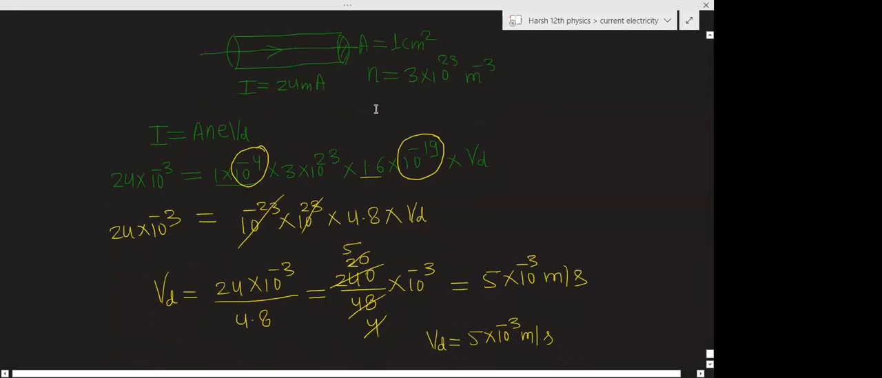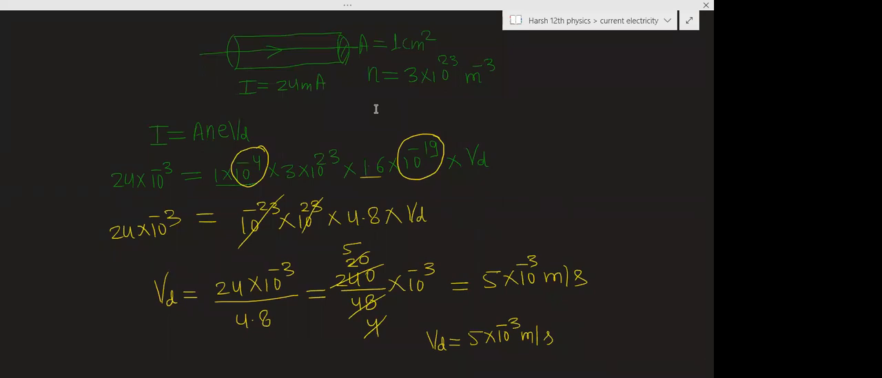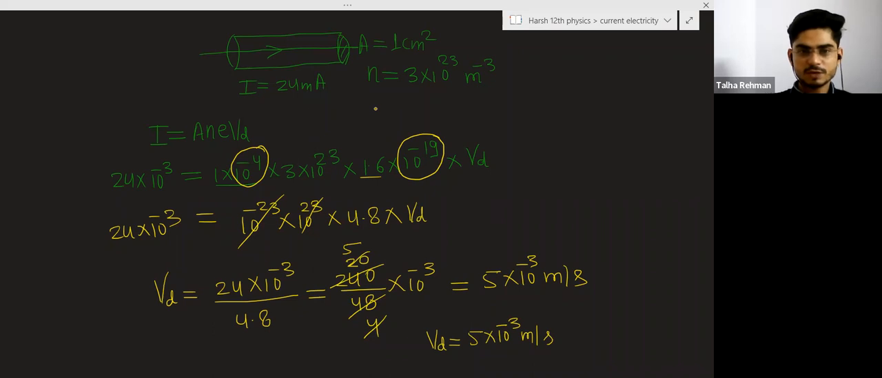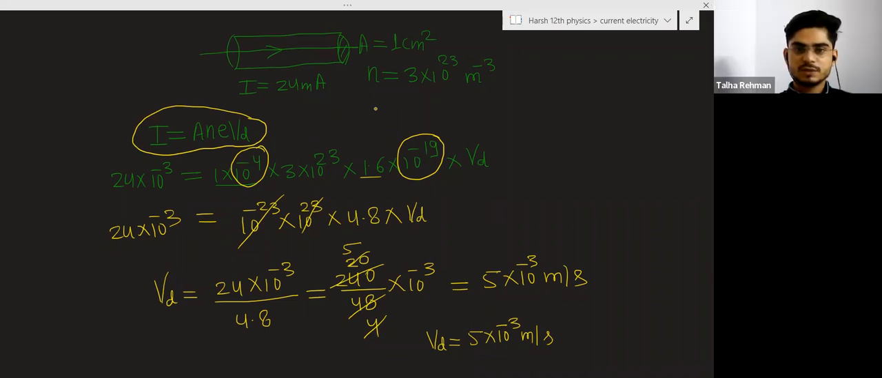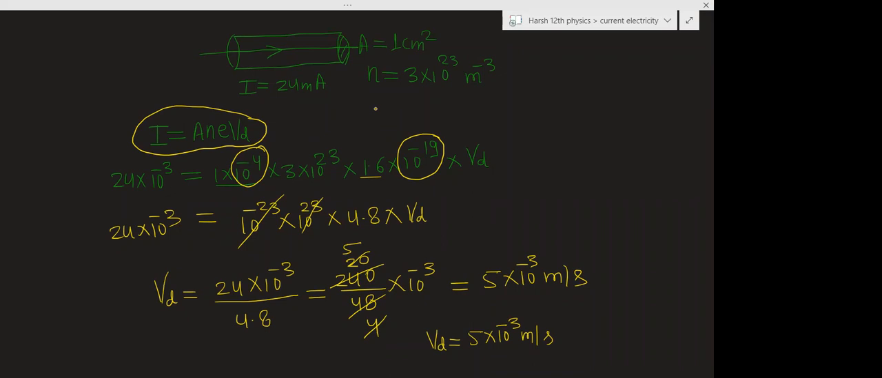Yes, sir. I have just applied this formula only with the help of this formula. And remember one thing, you will put all the values in the SI unit. Yes, sir. I have converted this centimeter square into meter square. I have converted this milliampere into ampere.